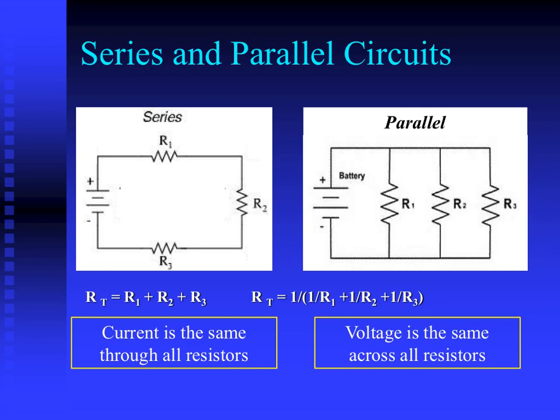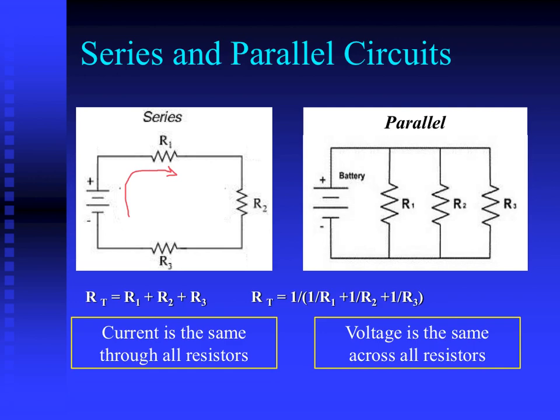Now, let's look at the schematics of each of these series and parallel circuits. In the series circuit, as we were just talking, we have one path that the current can flow from the battery through the 3 loads, or the 3 resistors.